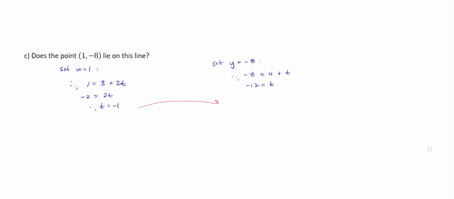So what we'll do is I'll do a line here, and I'll say, since no single t value can generate this point, it does not exist on the line.